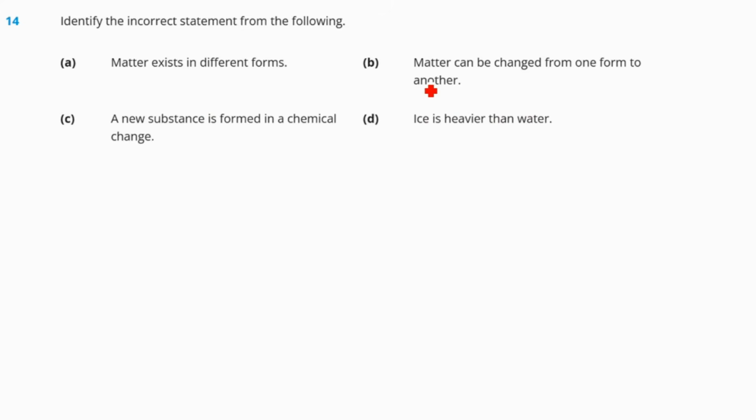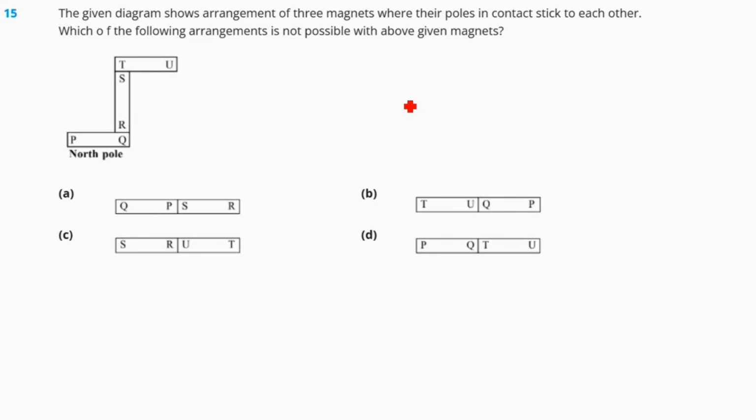Question number 14. Identify the incorrect statement from the following. Matter exists in different forms. We have to find the incorrect statement. So this is a correct statement. Matter can be changed from one form to another. This is also a correct statement. A new substance is formed in a chemical change. This is also a correct statement. Ice is heavier than water. This is a wrong statement. Why? Because the density of water is more than ice. So this is a wrong statement, and it is the correct answer for our question number 14.